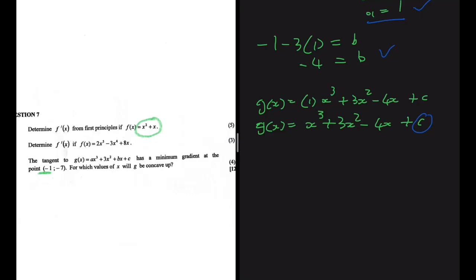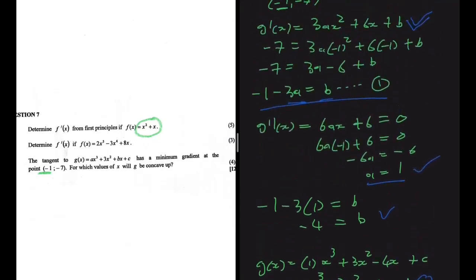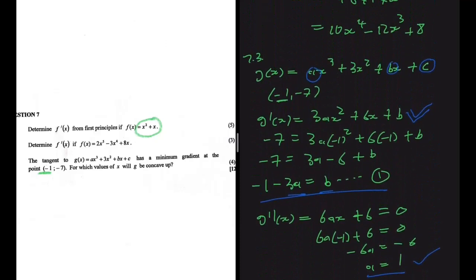Because to know for which values g will be concave up or down, we need the x value of the point of inflection, right? I can tell you already that that x value will be minus 1, because that's where the minimum gradient of the tangent is. But you don't have to believe me. Let's just work it out.